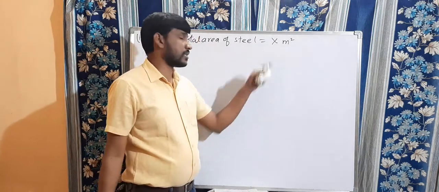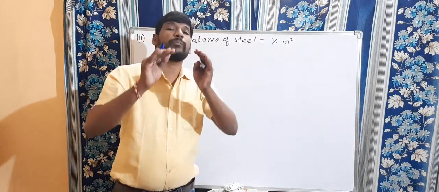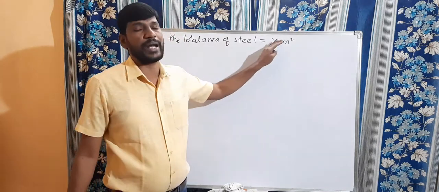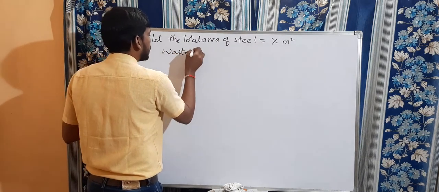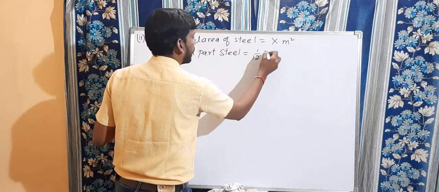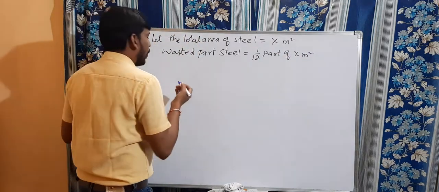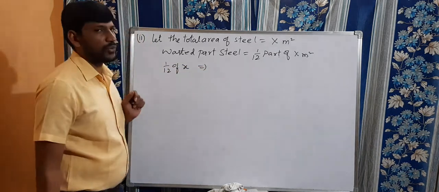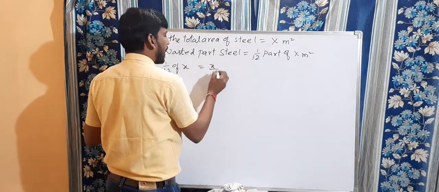From this x meter square steel they used. So totally they used x meter square. When they make the petrol tank, 1/12 part of the steel is wasted. So that 1/12 part of x we are going to subtract from the x. So now wasted steel is 1/12 part of x meter square. What is the 1/12 part of x? That is x/12, so x/12 part is wasted.